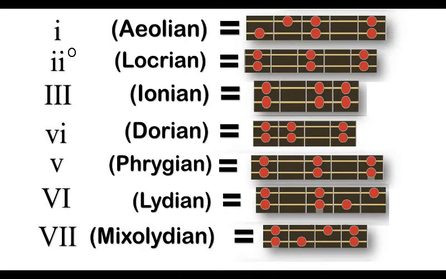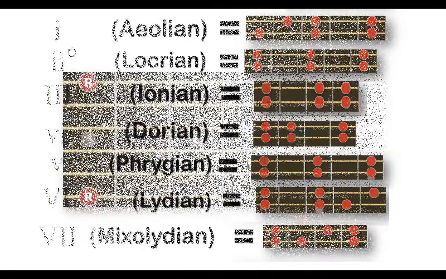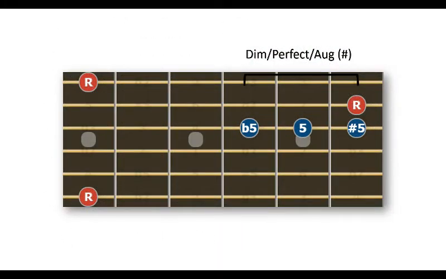Eventually, we will want to glue these patterns to the next 2 strings, so today we'll be adding this 5th interval, which can be diminished, perfect or augmented. You can base this 5th position off the B string root.